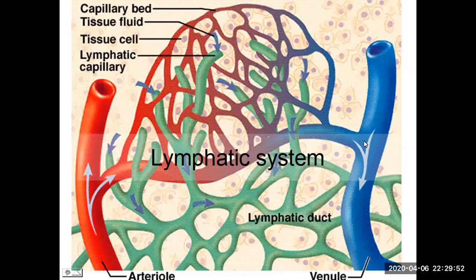We're moving into the lymphatic system. So it's another type of circulation for our body, along with the cardiovascular, now the lymphatic system.